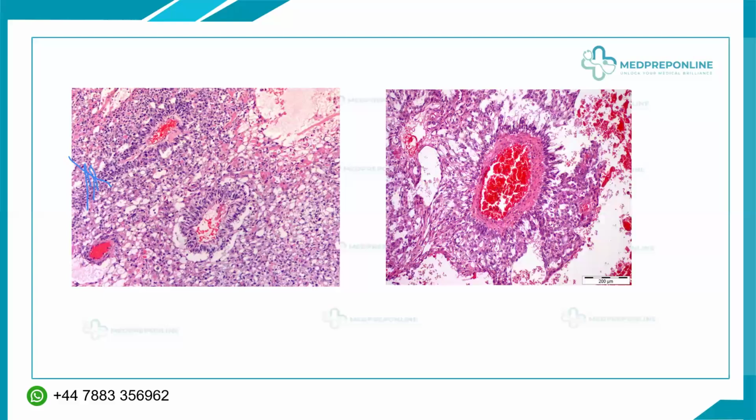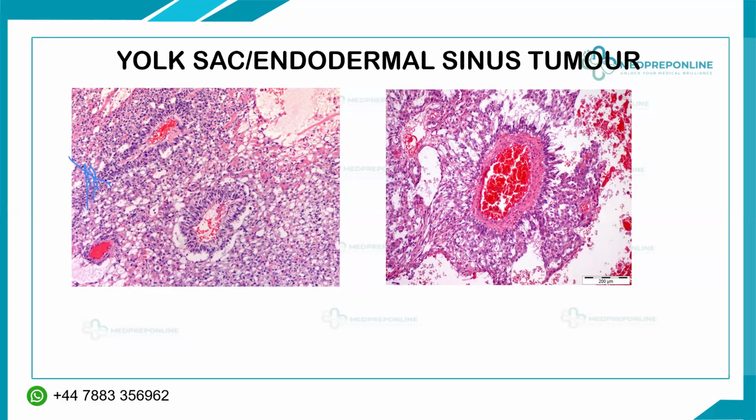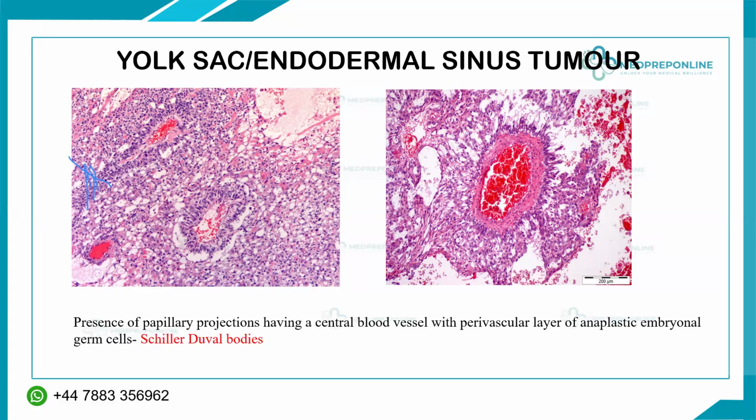Now coming to the next type, this is very commonly seen in a yolk sac tumor. This is a Schiller-Duval body. You'll see the epithelial cells, the neoplastic cells, which are characteristically surrounding a blood vessel. So this is pathognomonic of a yolk sac or an endodermal sinus tumor. So there are papillary projections having a central blood vessel, and there is a perivascular layer of embryonal germ cells. So you can see around the blood vessel, there are embryonal germ cells in the Schiller-Duval body.